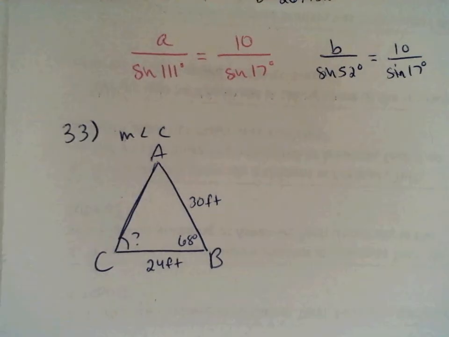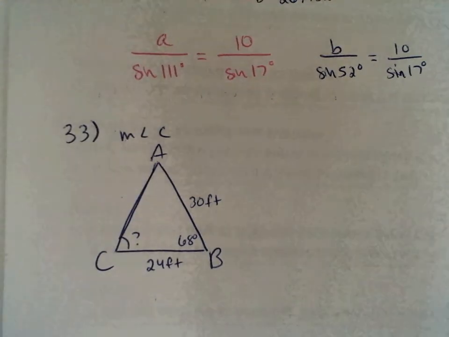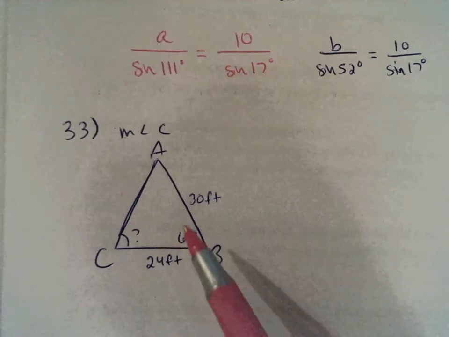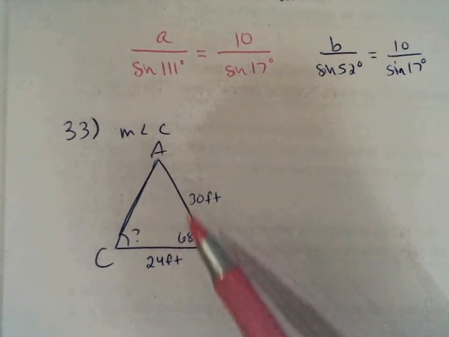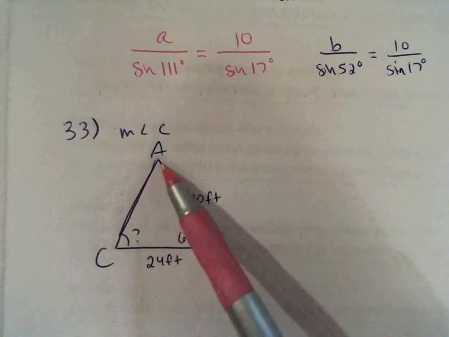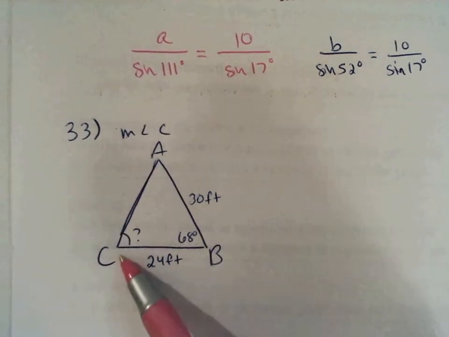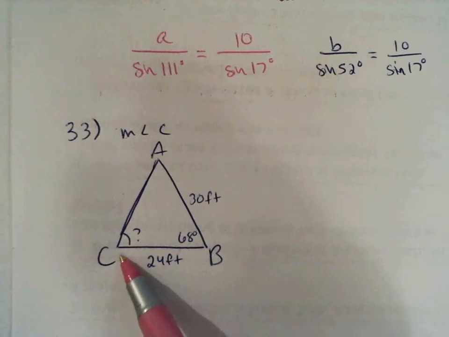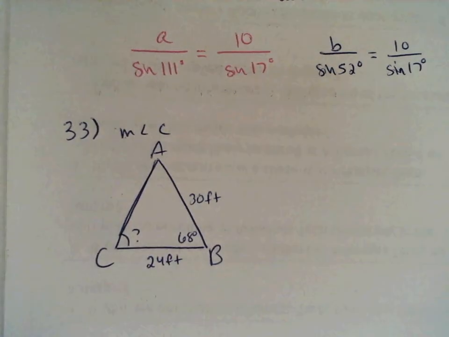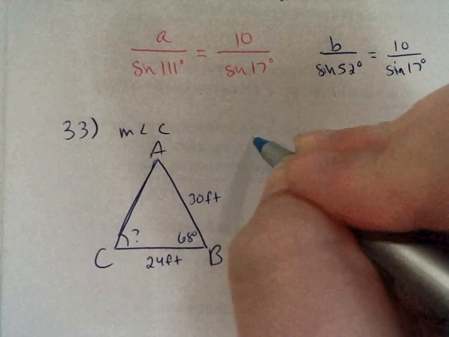Okay, so here's the thing. I only have one angle, so I can't find the other two angles unless I use one of the law of sines or cosines. And I don't have an angle and a side pair. I have angle B, I don't have side B. I have side A, but I don't have angle A, and I have side C, but I don't have angle C. So law of sines is out, which means I have to do law of cosines.